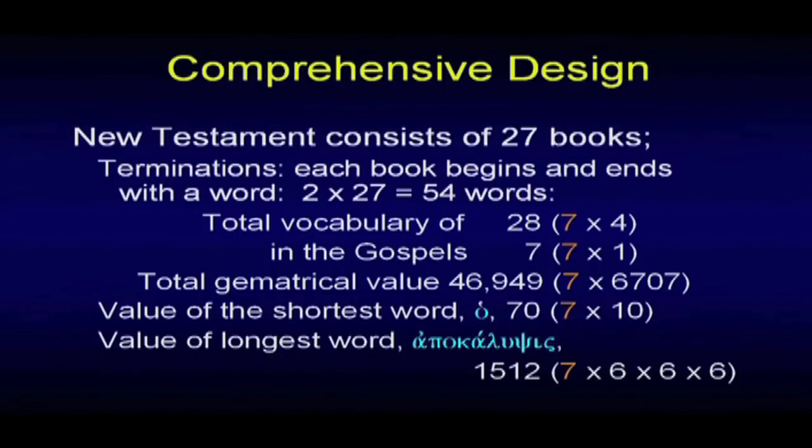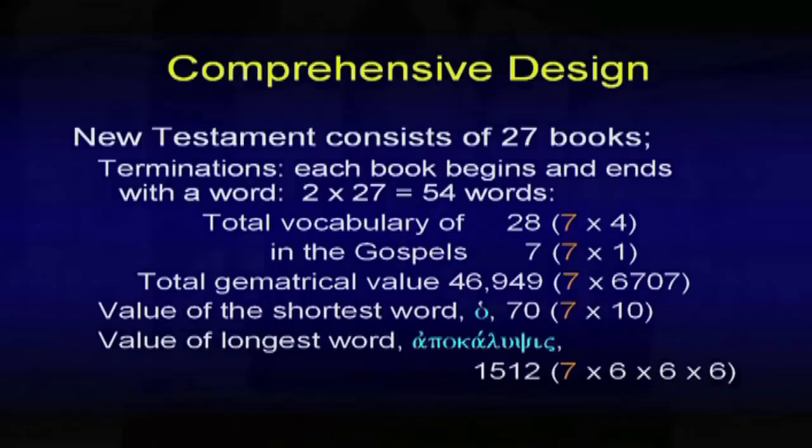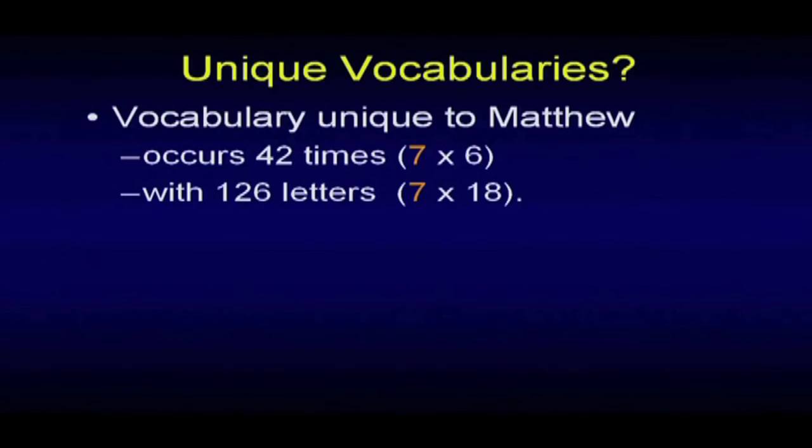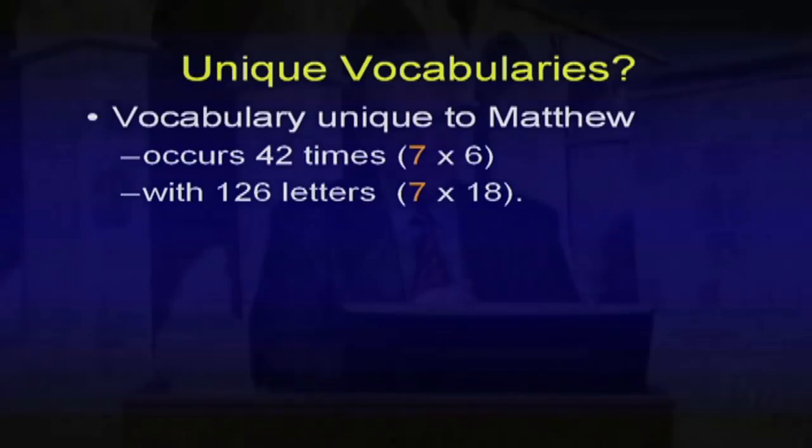The value of the shortest word, which is one letter, is 70, which is 7 times 10. The value of the longest word is 1512, and that word is apocalypsis, and that's 7 times 6 times 6 times 6. I thought that's kind of interesting. Now, what about the unique vocabularies? Here's the one that gets to me. The vocabulary that's unique to Matthew is a vocabulary of words that occur 42 times, 7 times 6. It has 126 letters, a multiple of 7 exactly.